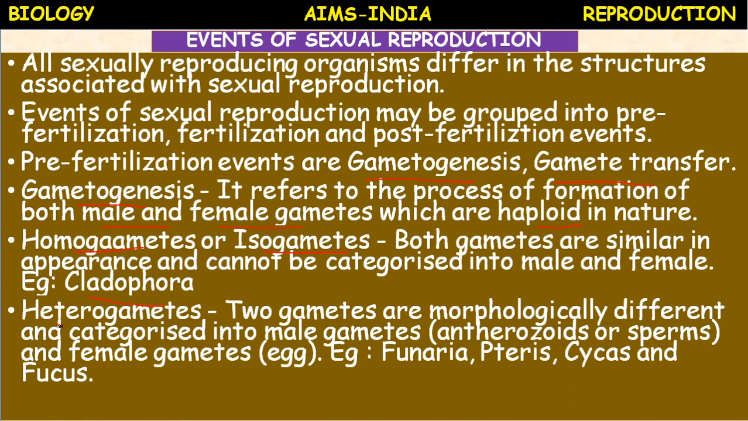Heterogametes. Heterogametes means the two gametes are morphologically different and categorized into male gametes, which are also called antherozoids or sperms, and the female gametes, which are also called eggs. Okay, example, Funaria, Pteris, Cycas, Fucus. Okay, some of the gymnosperms, they show these heterogametes.